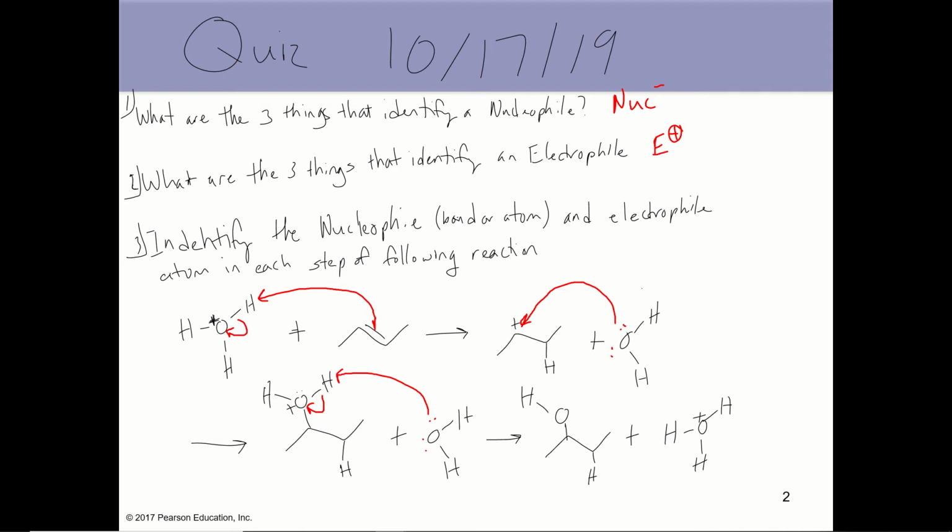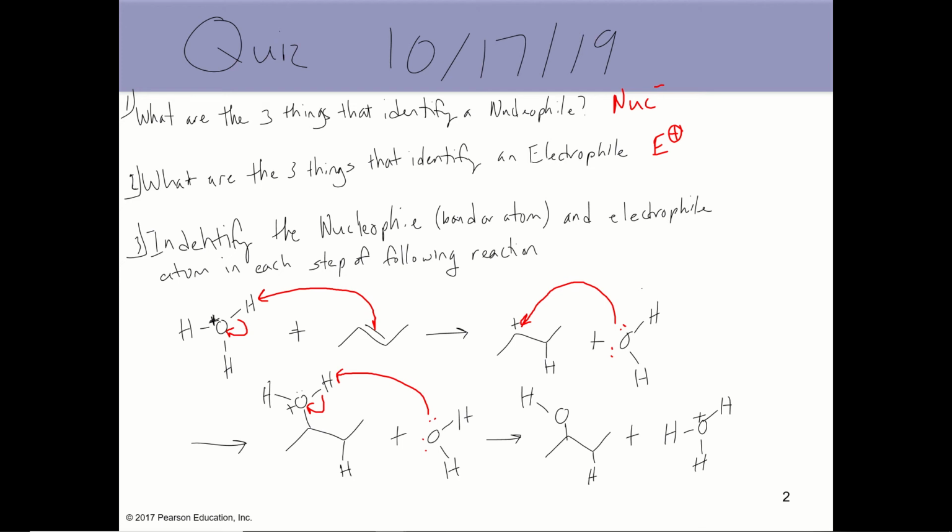What are the 3 things that identify an electrophile? A positive charge, a partial positive charge, or an incomplete octet. Then you should be able to take a reaction and identify the nucleophile, whether it's a bond or an atom, and identify the electrophilic atom in each step of the reaction. So we have an example reaction. And remember that one of the things you learned in the previous chapter is that arrows point from the nucleophile towards the electrophile.